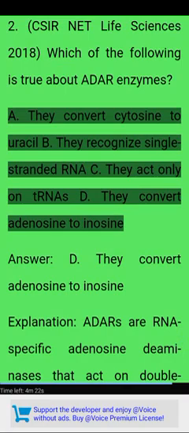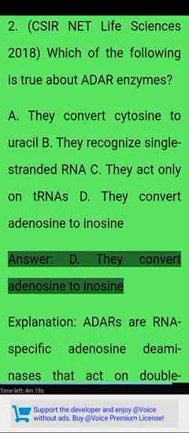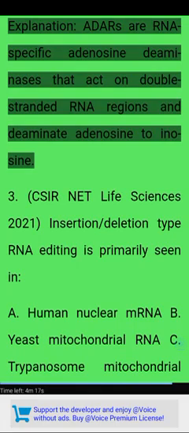C. They act only on tRNAs. D. They convert adenosine to inosine. Answer: D, they convert adenosine to inosine. Explanation. ADARs are RNA-specific adenosine deaminases that act on double-stranded RNA regions and deaminate adenosine to inosine.